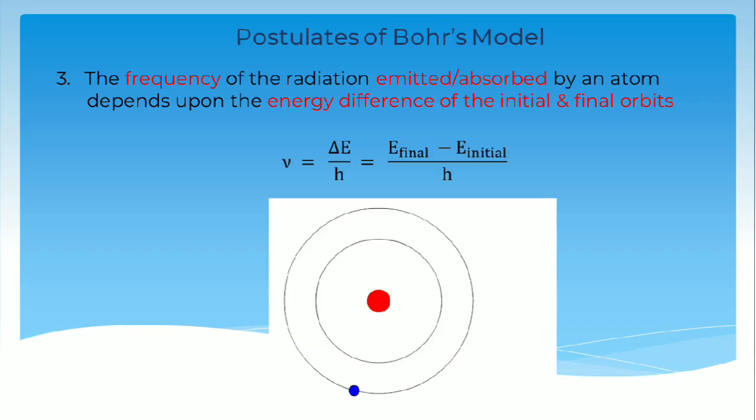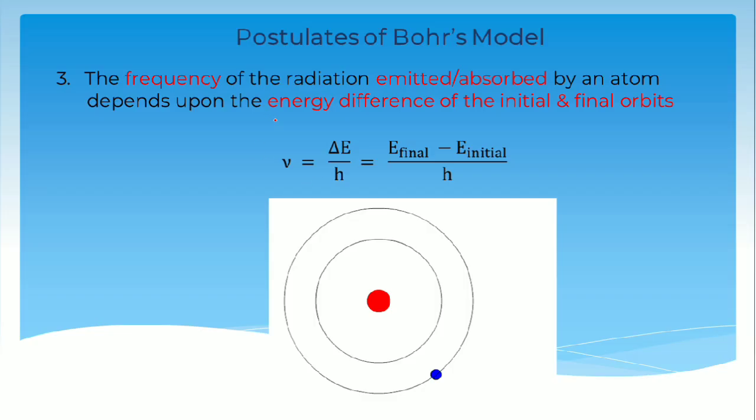Okay. The third postulate is here. According to Bohr, whenever an electron moves from one orbit to another orbit, energy is either absorbed or emitted.